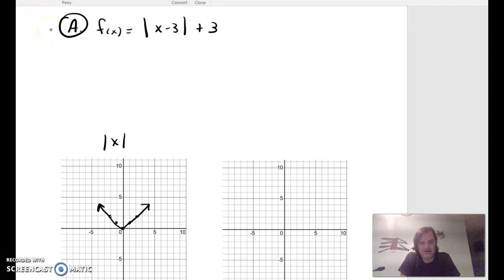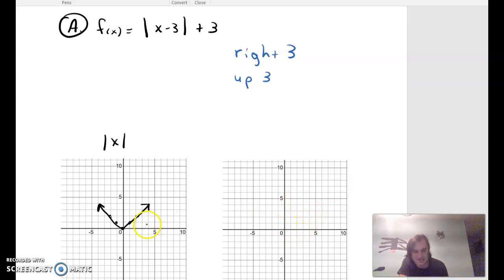So this one, problem A, is f of x equals the absolute value of x minus 3, and then after that plus 3. So right off the bat, the parent function is the absolute value of x. If we pay attention to what's happening, x has a minus 3 inside the absolute value, so that's going to shift it right 3, and then the plus 3 on the outside is going to shift it up 3.